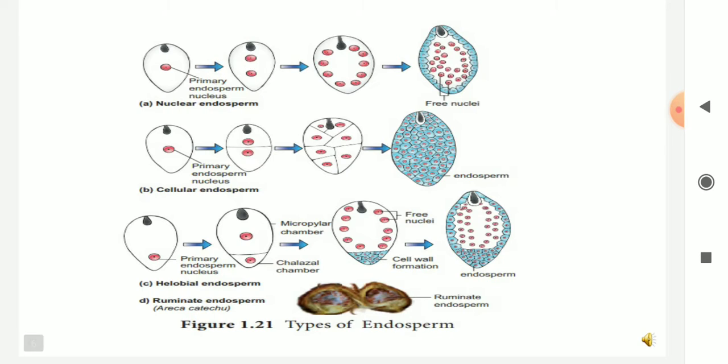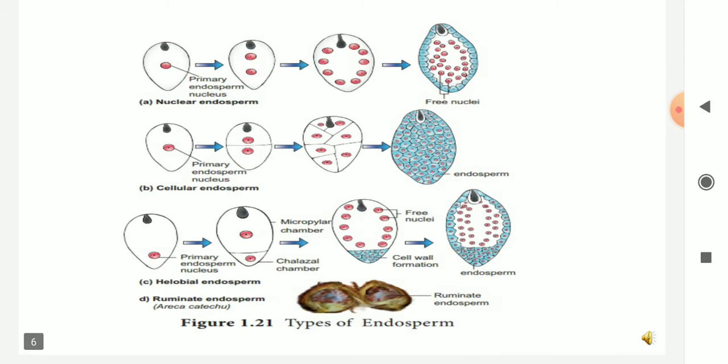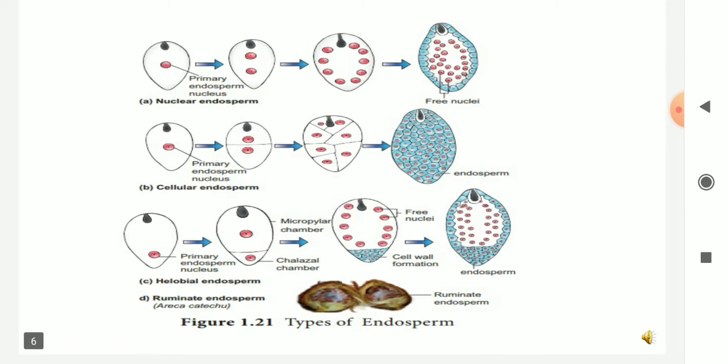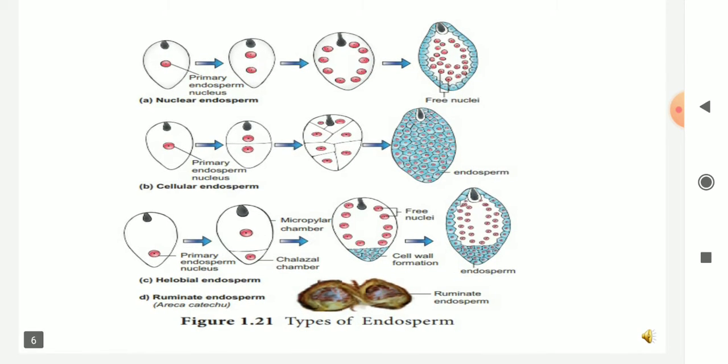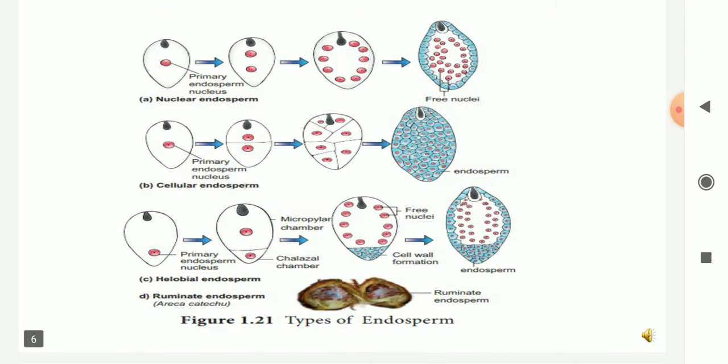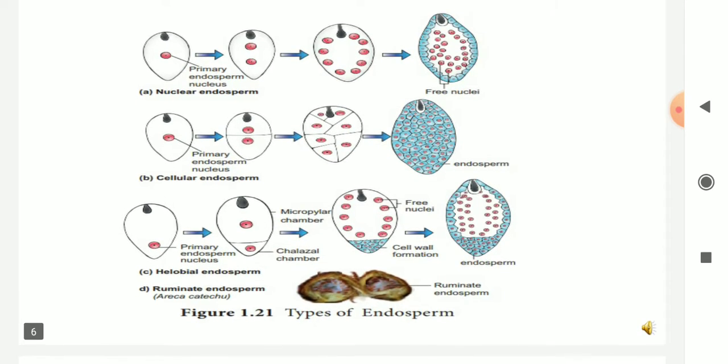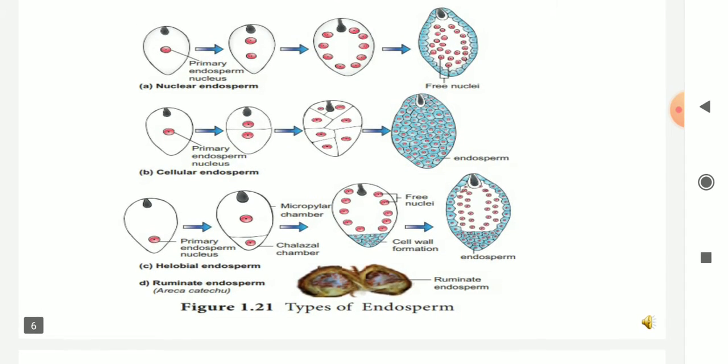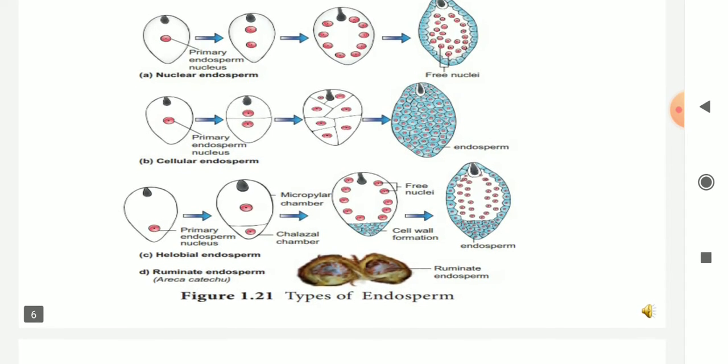The most common example is coconut. As we see in young coconut, we will find coconut water or coconut milk, which is actually free nuclear endosperm. As the coconut matures and cytoplasmic division occurs, we will find that there is endosperm, which is cellular in nature.